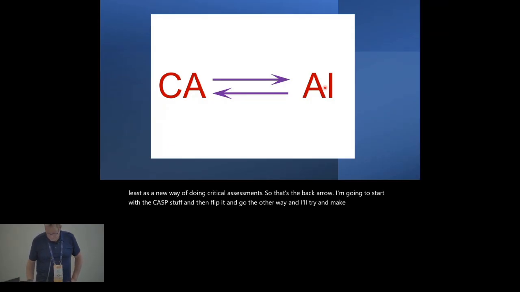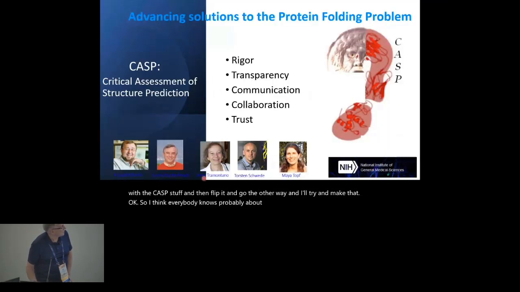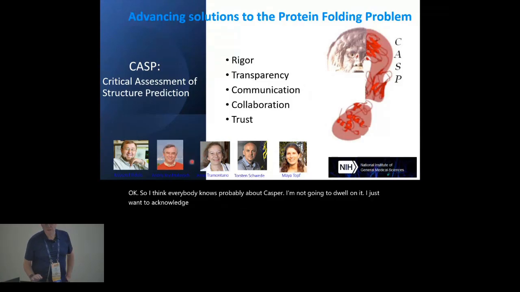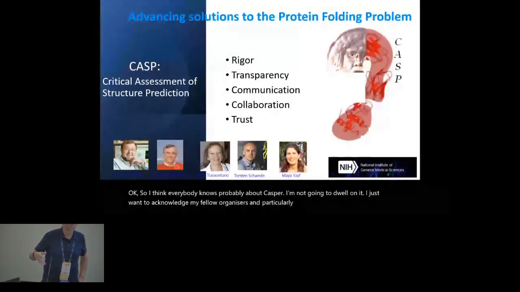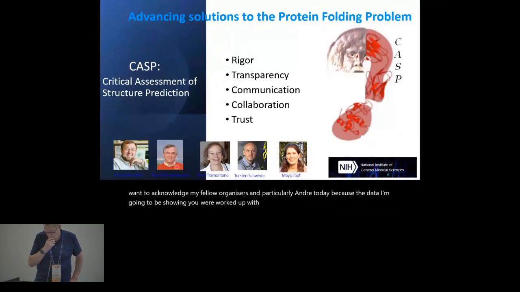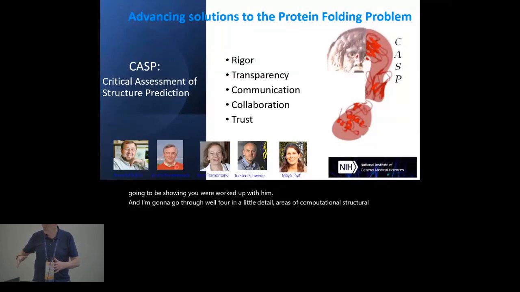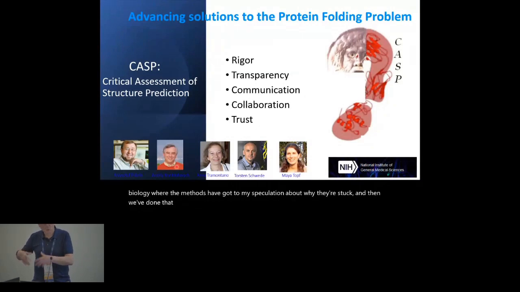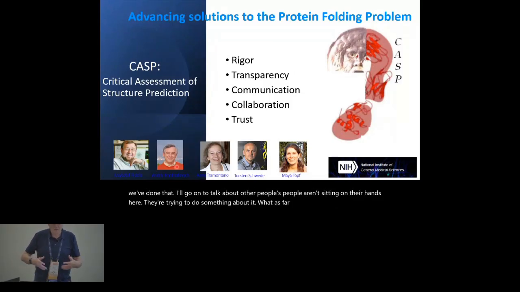Okay, so I think everybody probably knows about CASP. I'm not going to dwell on it. I just want to acknowledge my fellow organizers, and particularly Andre today, because the data I'm going to be showing you were worked up with him. And I'm going to go through, well, 4 areas of computational structural biology in a little detail, where the methods have got to, and my speculation about why they're stuck. And then when we've done that, I'll go on to talk about what, as far as I know, people are going to try and do. Of course, people aren't sitting on their hands here, they're trying to do something about it.